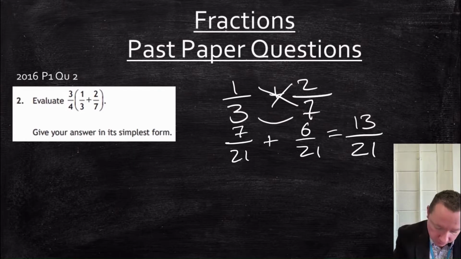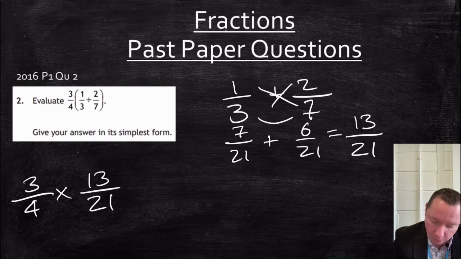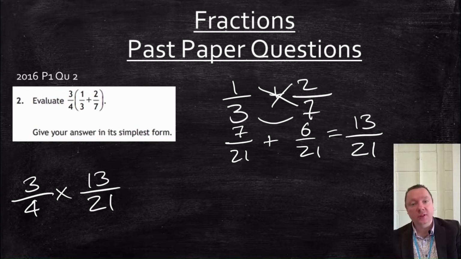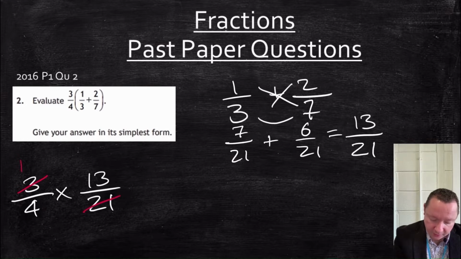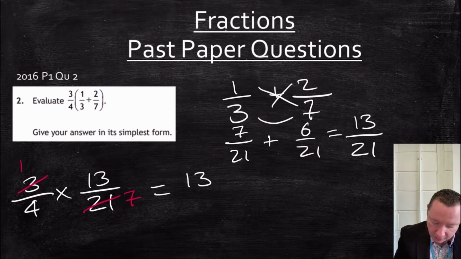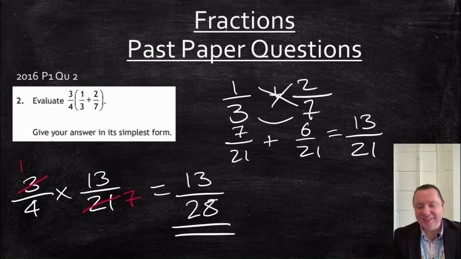We've got 3/4 times the answer we just got, 13 out of 21. Now, at this stage, you can simplify after you do the times or before. You can always simplify with a times, but you can't do it with an add for fractions. So here we go. We can simplify by dividing by 3 to get 1, divide by 3 to get 7. Now the sum becomes a lot easier. So that means we've got 1 times 13, and 4 times 7 is 28. 13 out of 28. Just double check if there was any more simplification I can do. I know there isn't, as there's no numbers that go into 13 and 28, so I'm done.